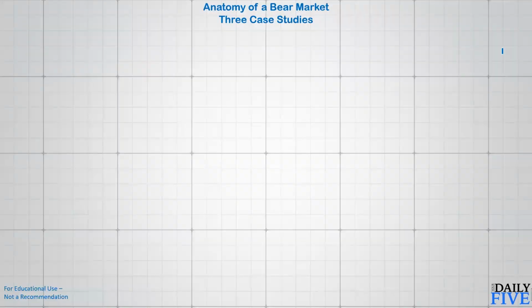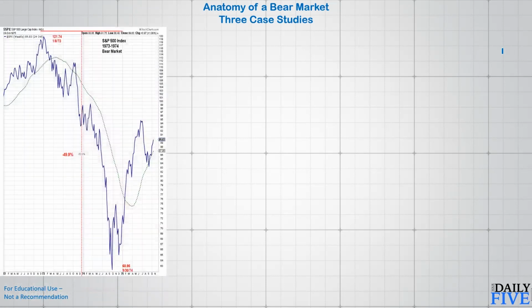Okay, anatomy of a bear market, 3 case studies. So let's go back and look at historic bear markets and put them into context for how things could unfold in the next bear market that we get. Is this a bear market? We'll have a discussion about that. But we'll also then, after this discussion, have a roadmap for how things can move forward.